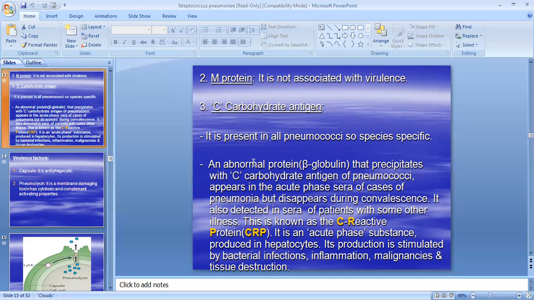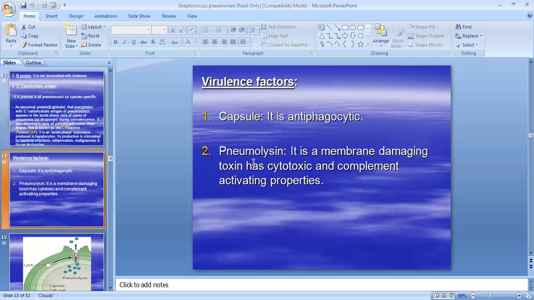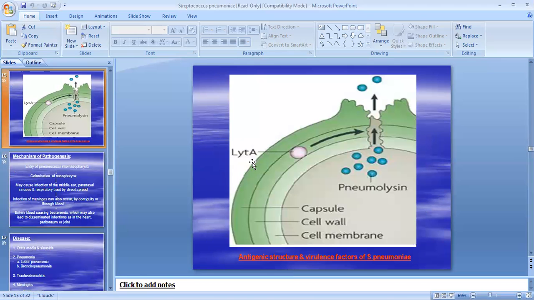It is an acute phase substance produced in hepatocytes. Its production is stimulated by bacterial infection, inflammation, malignancy, and tissue destruction. Virulence factors include the capsule, which is antiphagocytic, and pneumolysin, a membrane damaging toxin with cytotoxic and complement activating properties. You can see the antigenic structure and virulence factors of Streptococcus pneumoniae. There is pneumolysin, which is causing the destruction here.